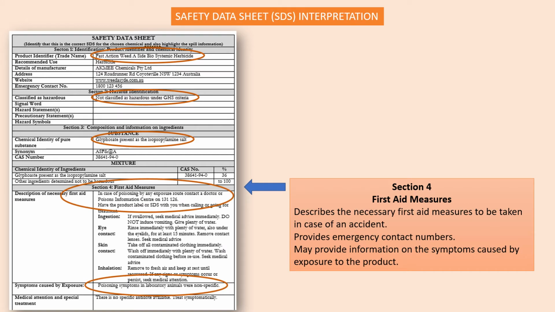Section 4 provides first aid measures. This describes the necessary first aid measures to be taken in the case of an accident. It provides emergency contact numbers and may provide information on the symptoms caused by exposure to the product.